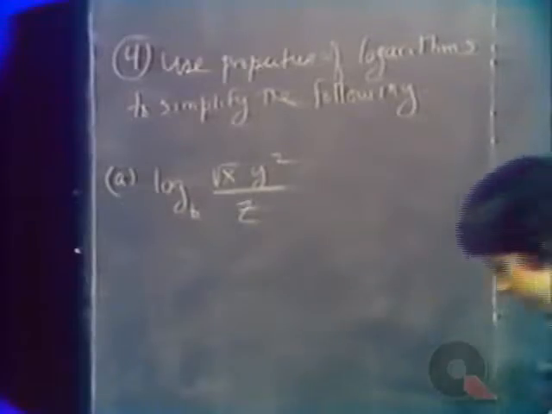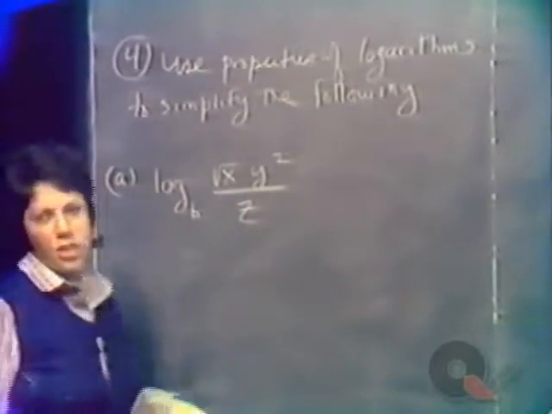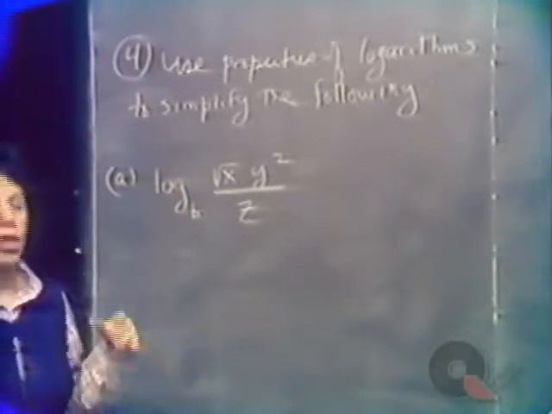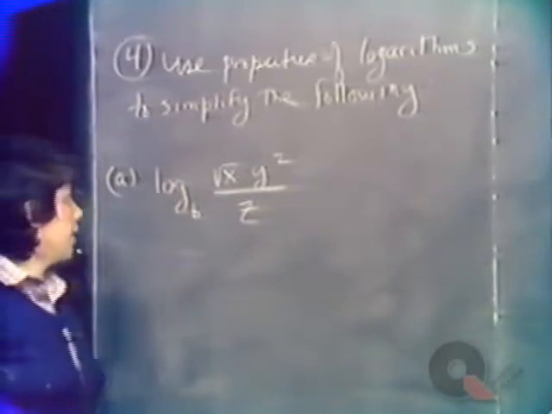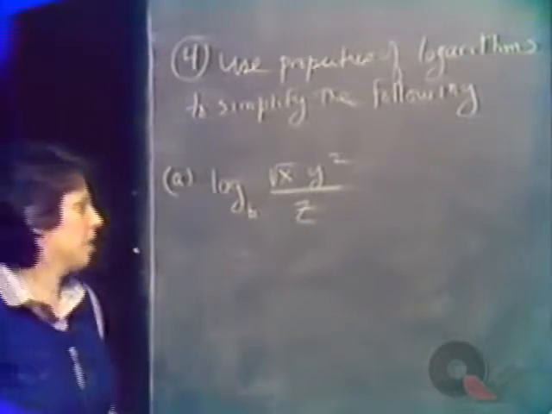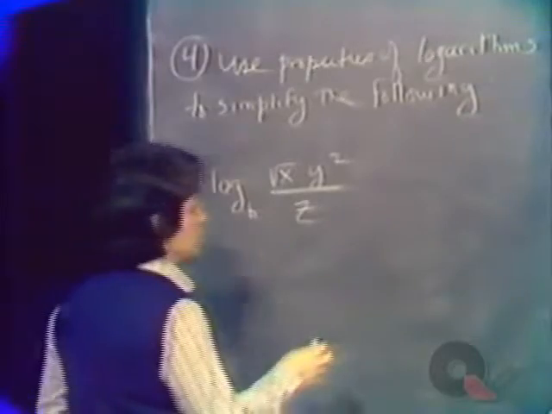Okay, let's just go over the basic properties of logs. To begin with, the log of a fraction is the log of the numerator minus the log of the denominator. The log of a product is equal to the sum of the logs of the factors. And finally, the log of something to a power is the power times the log of the something. So let's use those properties one at a time and see what we get here.